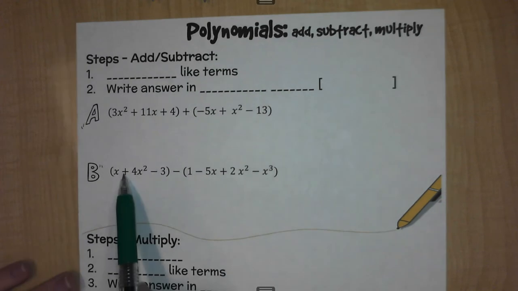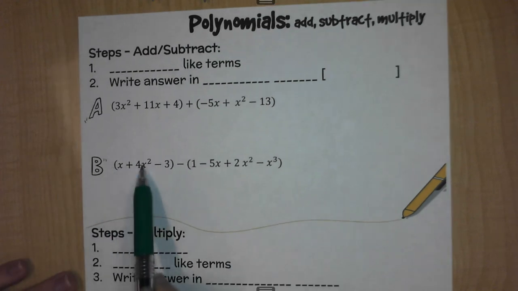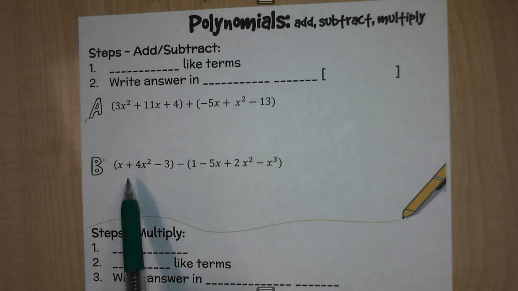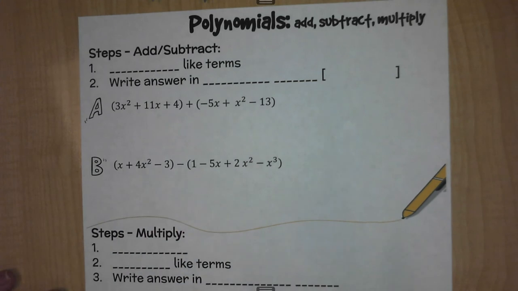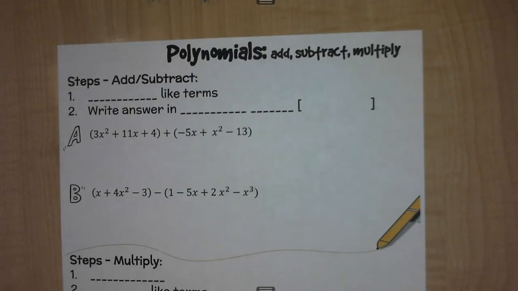So that means something like this. See, these are each a term. So when we have two or more, then we have a polynomial. When we have just one, we have a monomial.